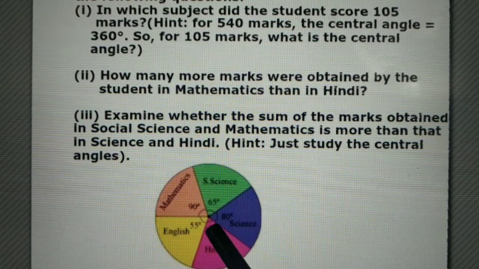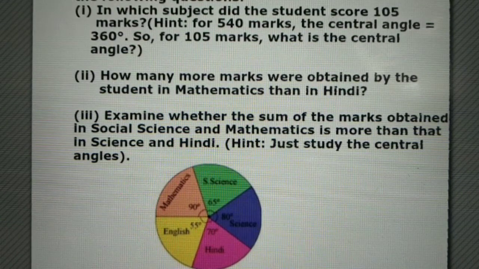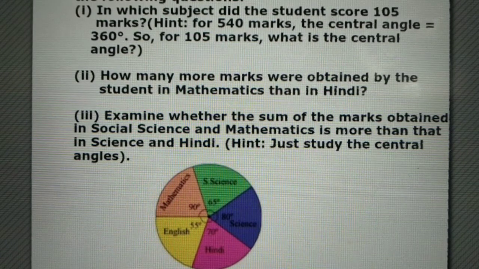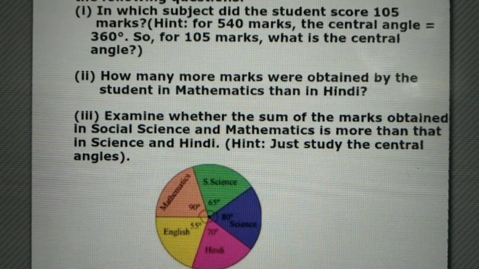If the angle is 65, then 105 marks are for social science. If the angle is 80, then 105 marks are for science. If the angle is 70, the subject is Hindi. If the angle is 90, it is mathematics. If the angle is 55, it is English. So 105 marks are for which subject? We can find out by changing this into angles.